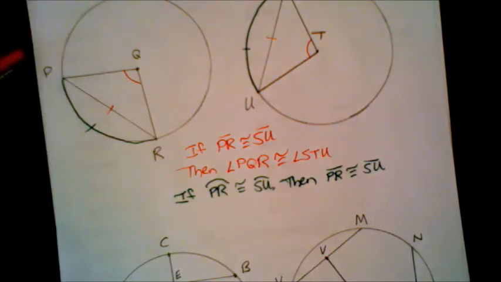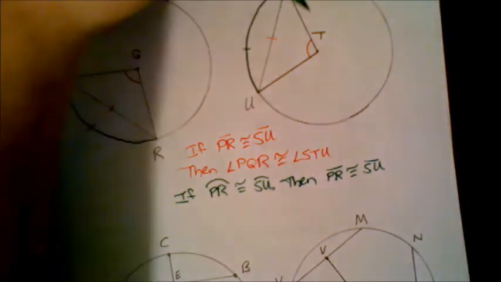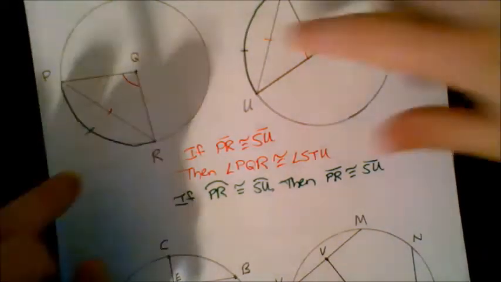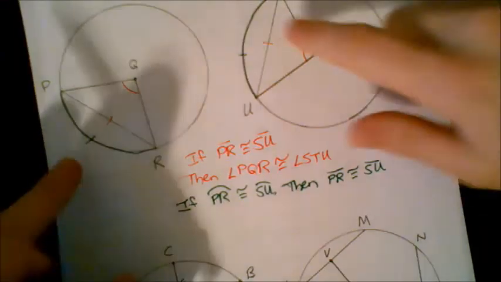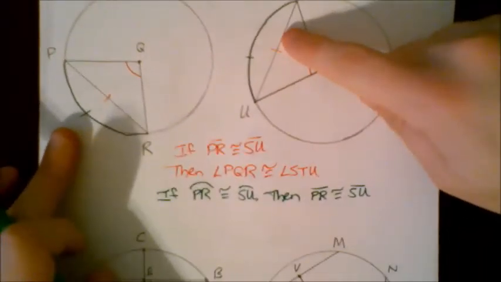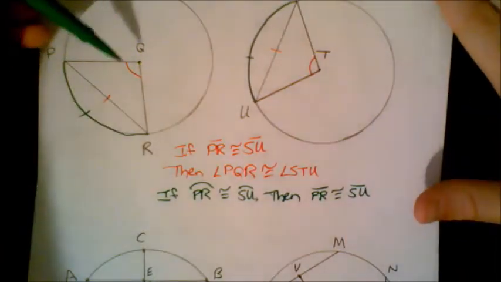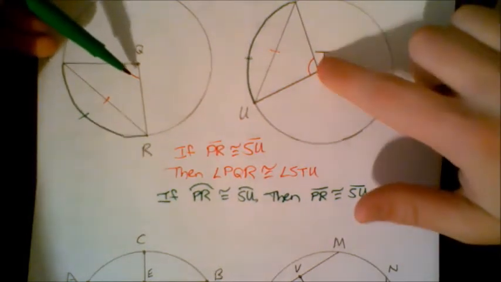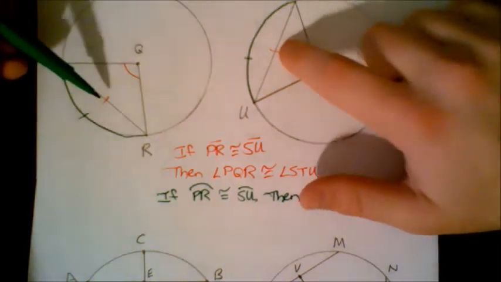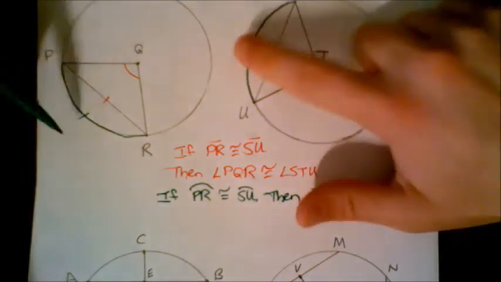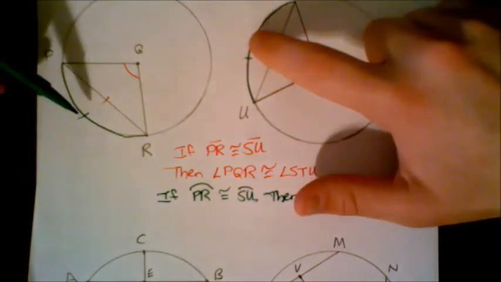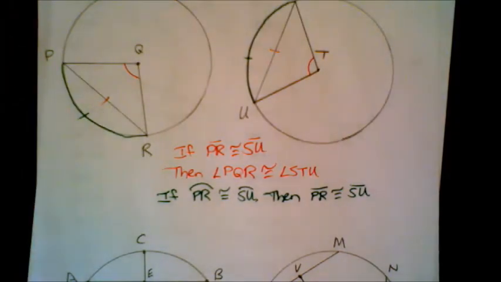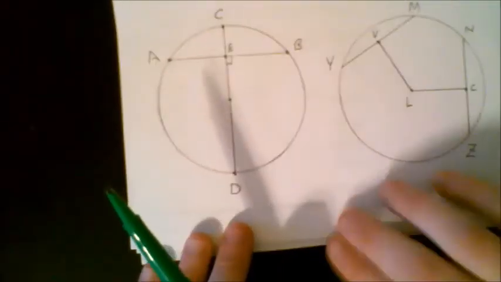We could also use a transitivity property. We could say, if angle PQR is congruent to STU, well, we already know that these arcs have to be congruent. So we can kind of translate that. If central angles are congruent, then the arcs are congruent. Therefore, if the arcs are congruent, then the chords are also congruent. All right, that's the first two theorems.